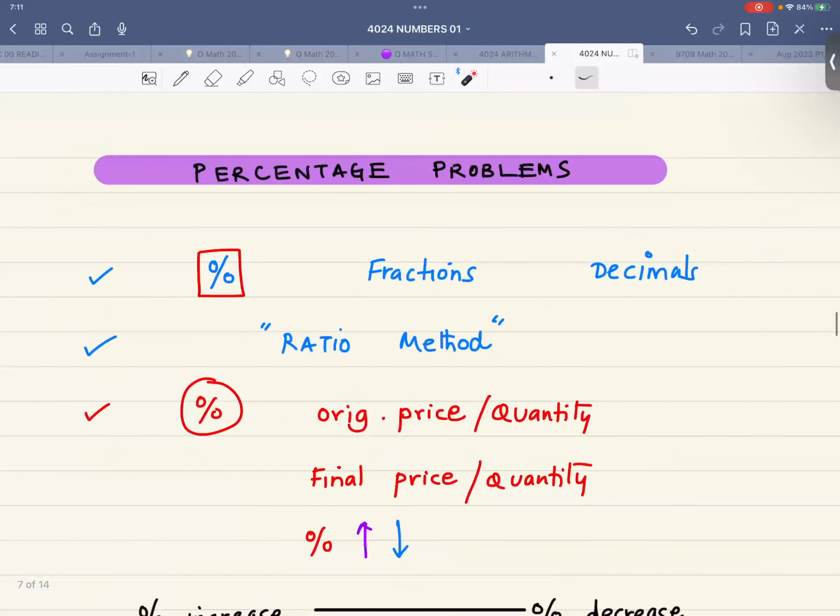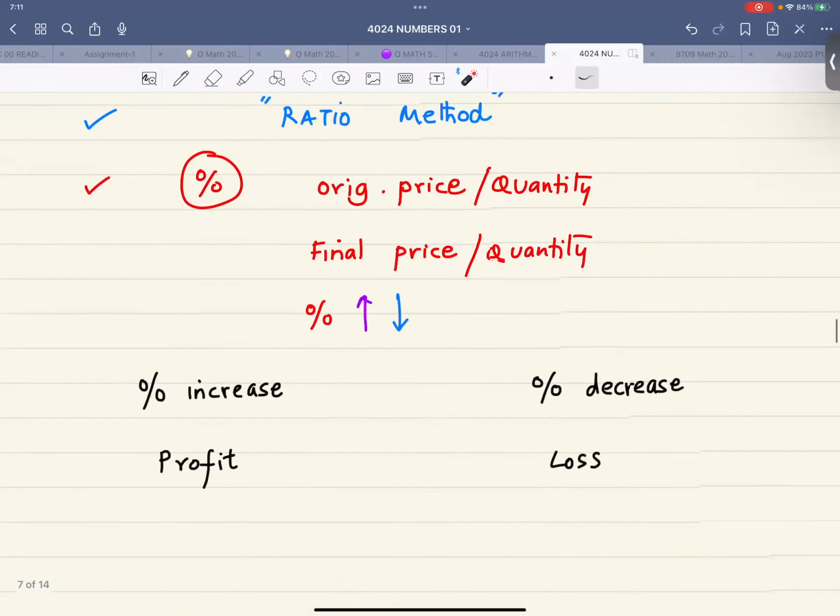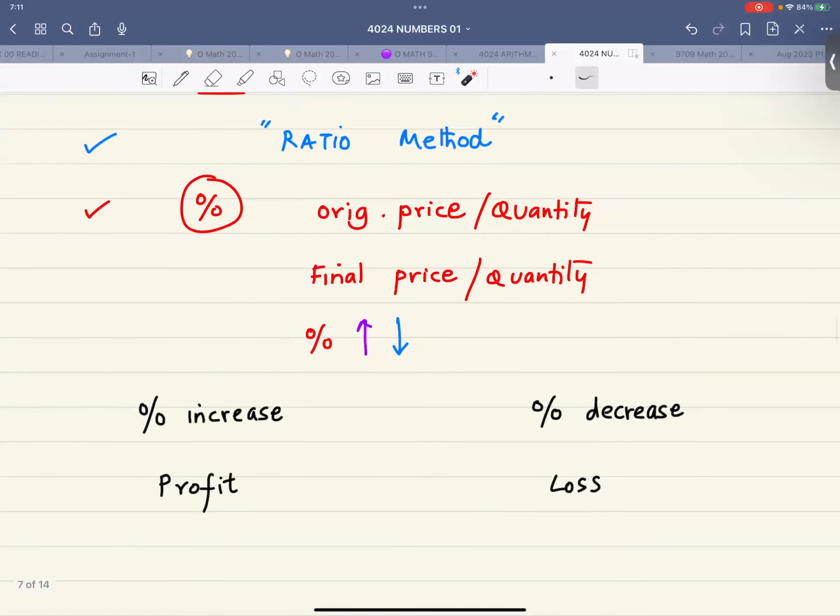And then we talked about percentage problems. And there was a small error in the class at the end where we got disconnected. So we will be continuing from there. Percentage problem. There are 3 terminologies that we will use. First of all, original price, whether it's original price or original quantity. Final price, final quantity. Percentage, whether we are talking about an increase or decrease.